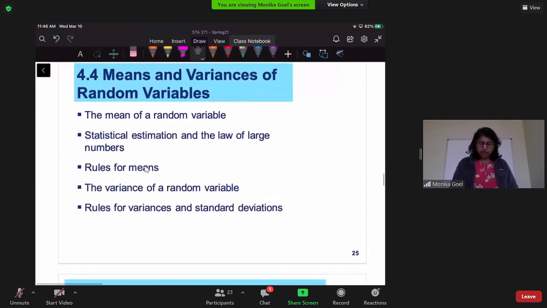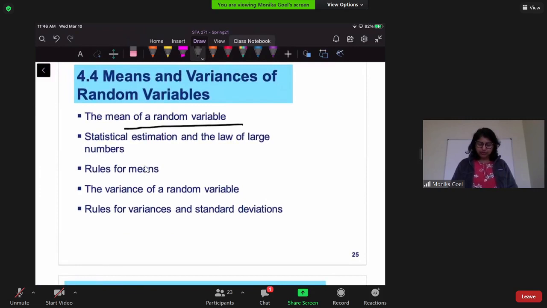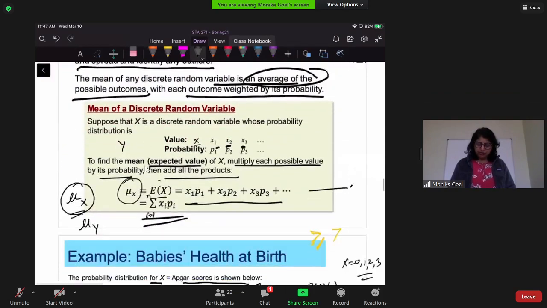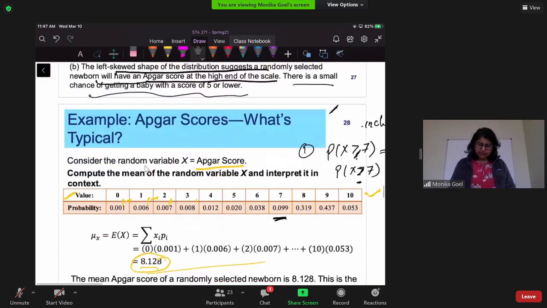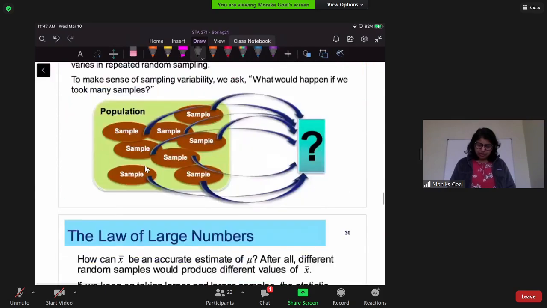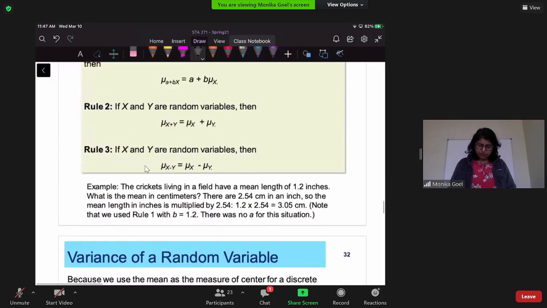And we also talk about the mean of the random variable and rules for the mean. We still need to do the variance. So let me just quickly talk about how to calculate the variance. We still have 3 minutes, but maybe we will talk about this in more detail in the next class. And then we will talk about the rules for the mean.